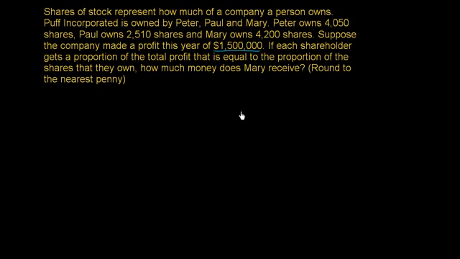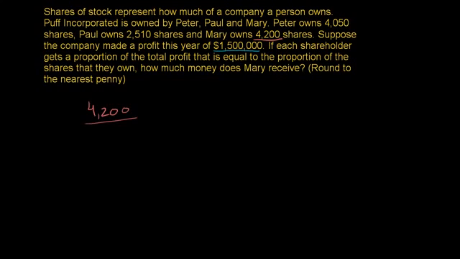So first, let's think about what fraction, or what percentage, or what proportion of the total profit Mary should receive. Mary owns 4,200 shares. And how many total shares are there in the company? Well, the only owners of this company are Peter, Paul, and Mary. So the total number of shares is the sum of Peter, Paul, and Mary's shares.